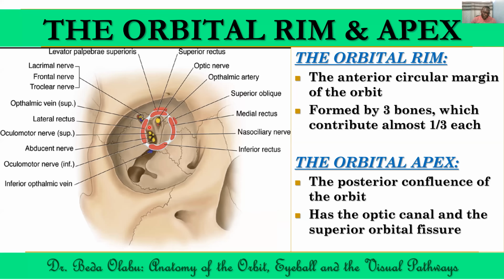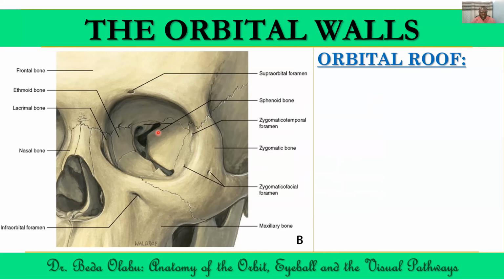At the orbital apex, there are a number of structures that we find. So several neurovascular structures pass through the orbital apex, and we'll be talking about them as we look at the foramina in the orbit. Having talked about the apex and the margin, we can now talk about the orbital roof.